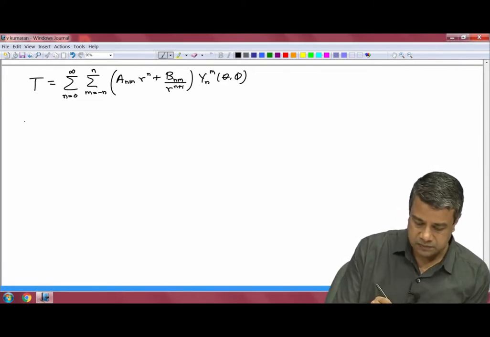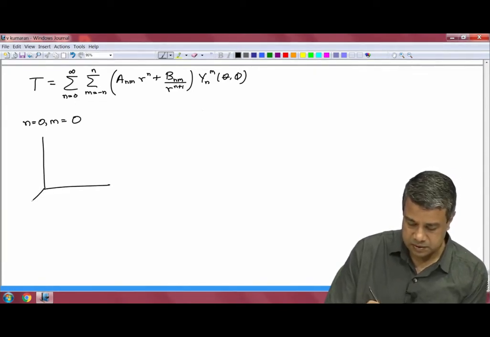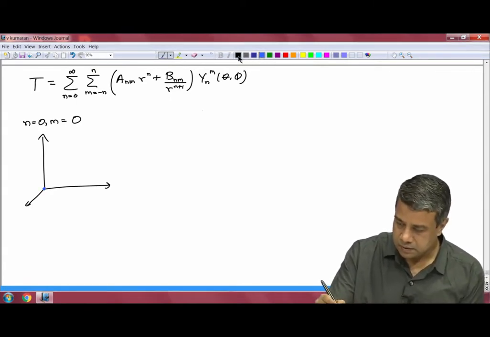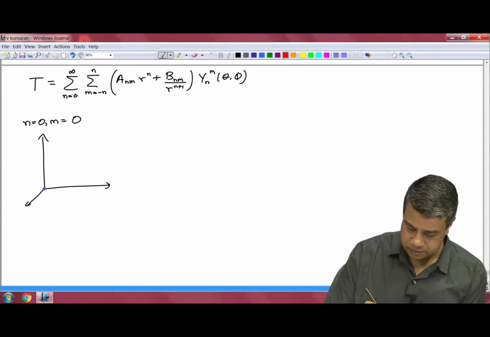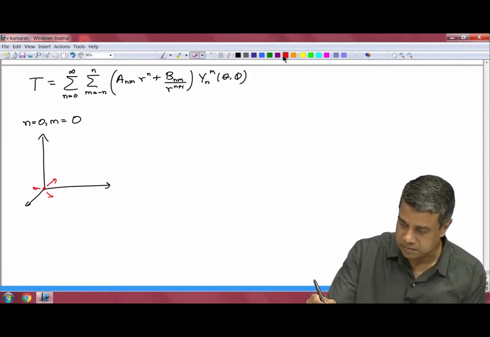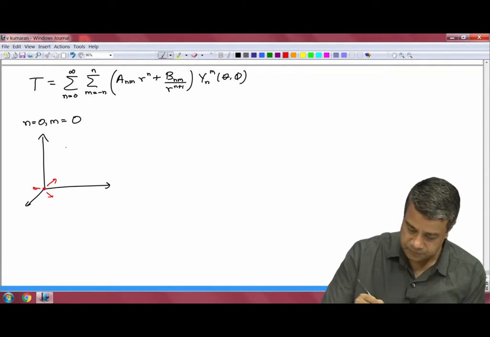And I had shown you that for n equals 0, m equals 0, this corresponds to a point source at the origin, which is emitting heat in a spherically symmetric manner.